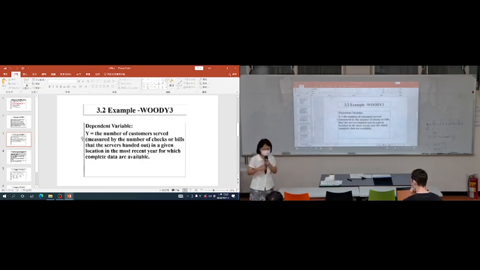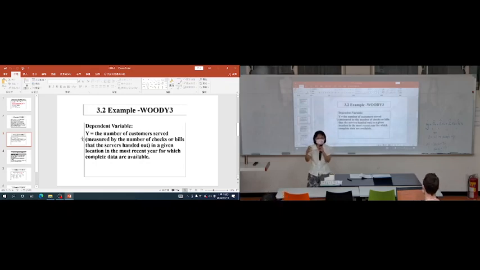So this is really different from what we would think. They are not measured by the money itself, but by the number of checks and bills that the server, or waiter or waitress, handed out in a given location. Since it's a chain restaurant, they already have some data from 33 other restaurants. Then they use the 33 as the original data, put all this data in, and set up a regression model.